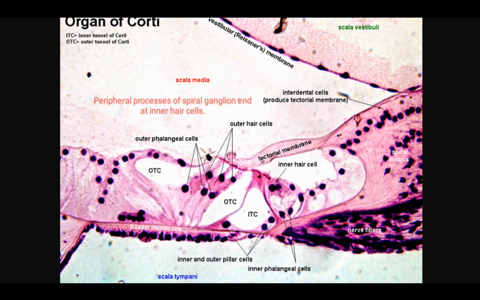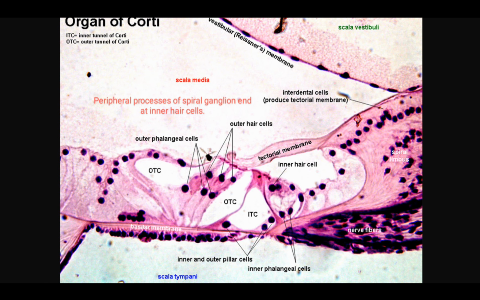Then coming back to the previous slide, this is the organ of Corti image. Here we can see the three layers, three compartments: above is scala vestibuli, then scala media, then scala tympani. Scala vestibuli and scala media are separated by the Reissner's membrane or vestibular membrane, and at the junction of scala tympani and scala media is the basilar membrane.